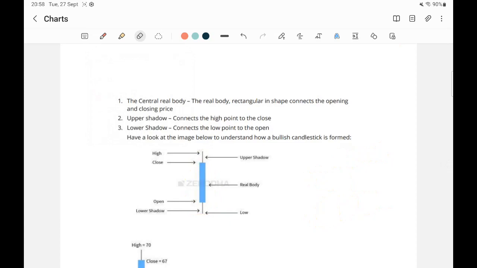In the same manner, in all the candles we see four price points. One is the opening price, another is the closing price, then the high point in that particular period or time frame, and the low point in that time frame.